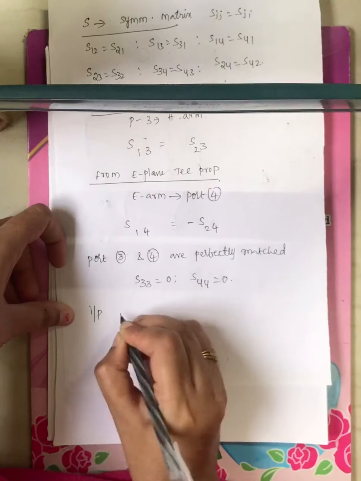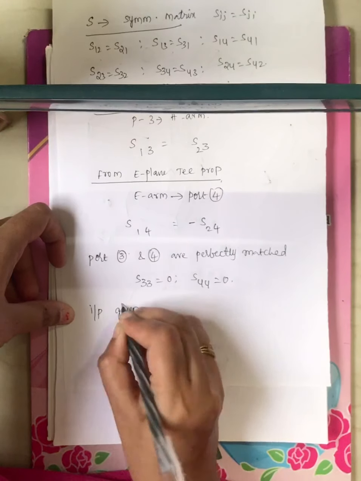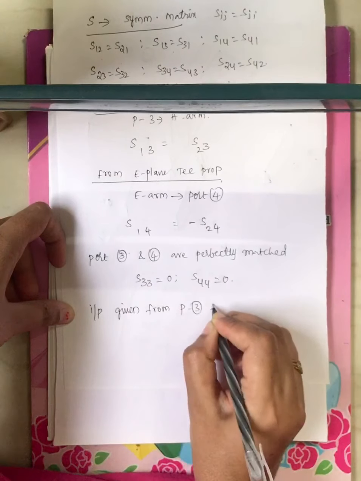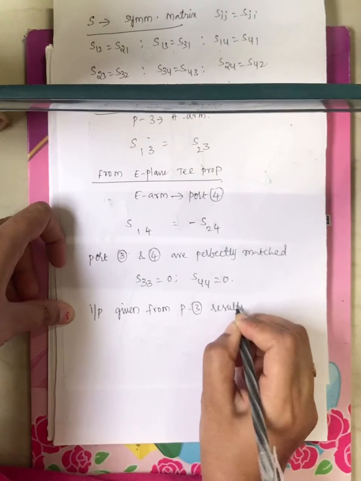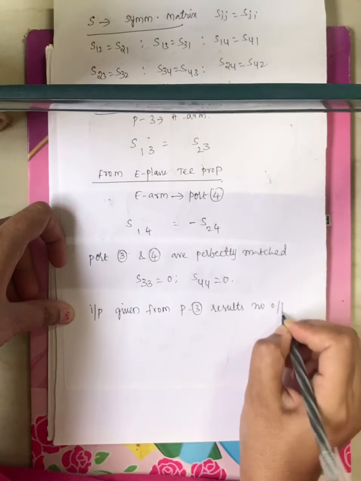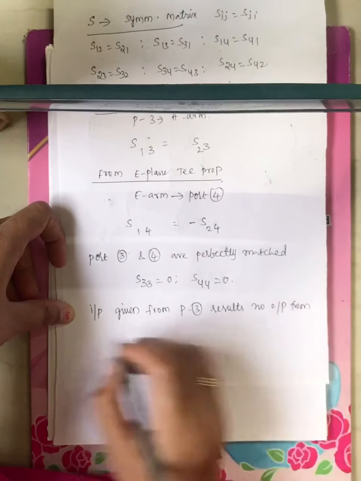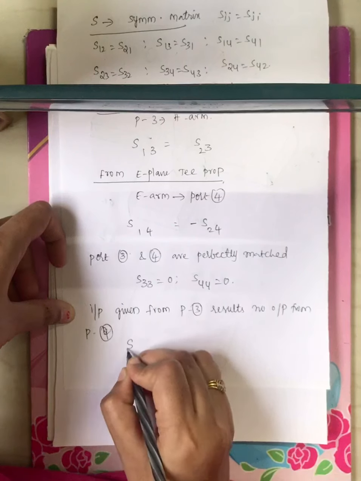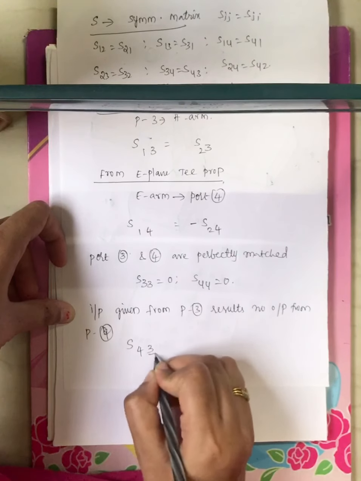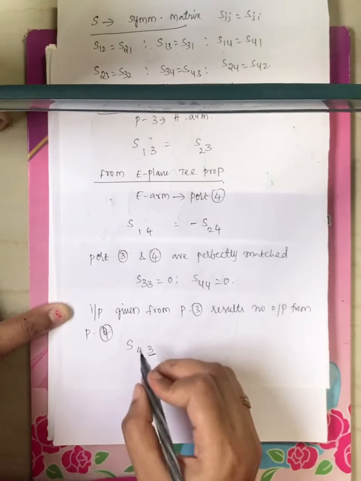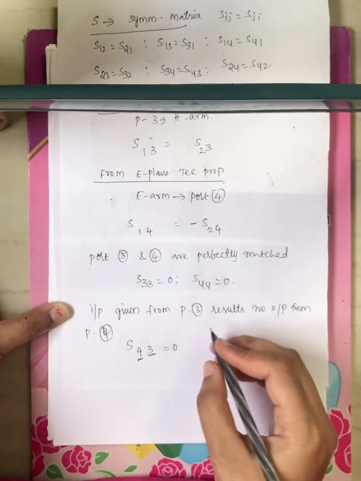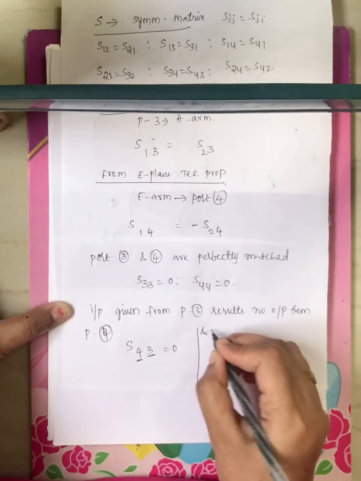Now, input given from port 3 results in no output from port 4. That means S43 is 0. Input power given from port 3 results in no output power from port 4, so S43 is also 0, and vice versa.